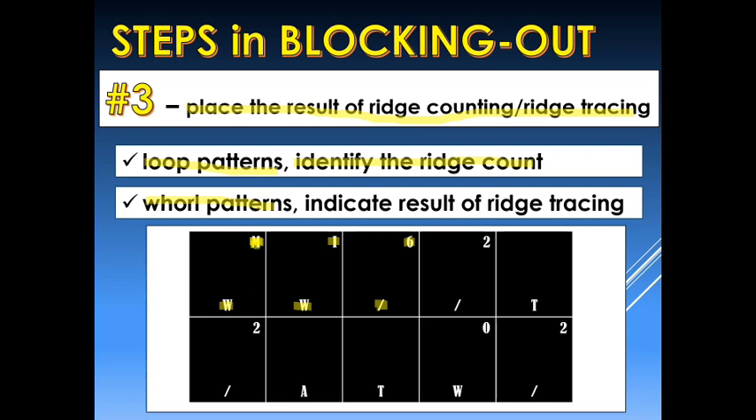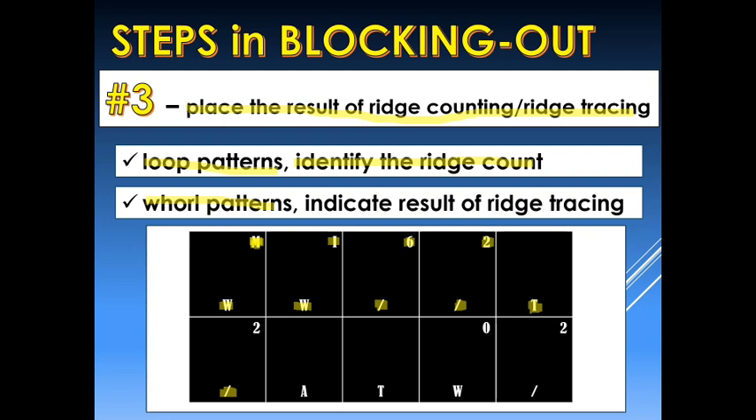And then on the fourth block, again this is a loop, we are going to place the result of the ridge count. Now for the tented arch or the plain arch, we will just leave it blank. So if you observe block 5, we do not have any letters or symbols for that. And on block 6, we have a loop pattern.